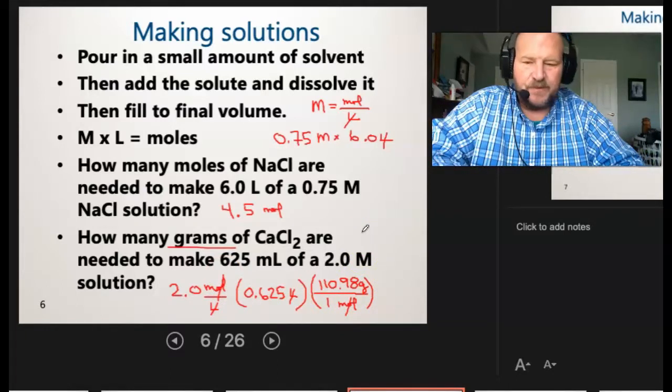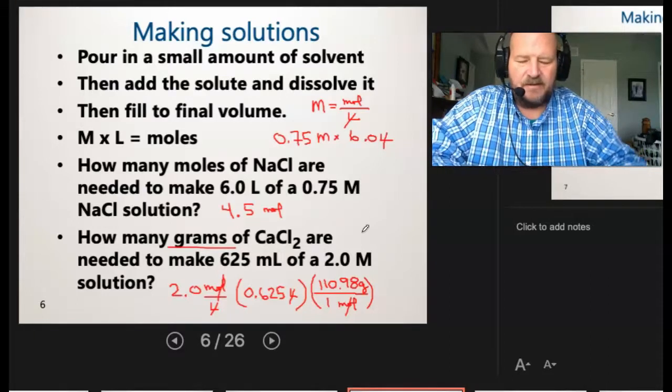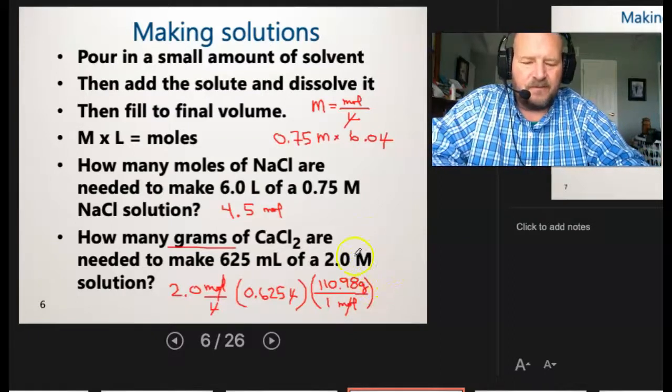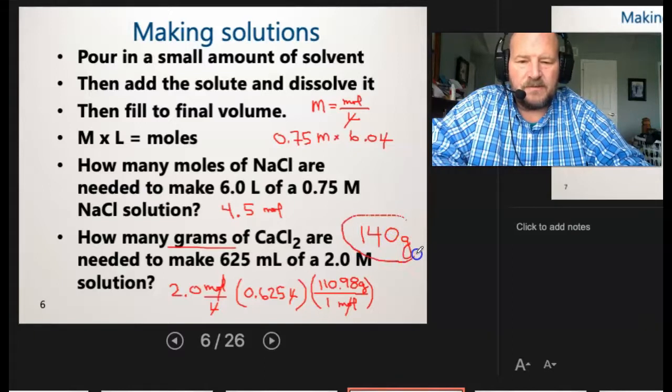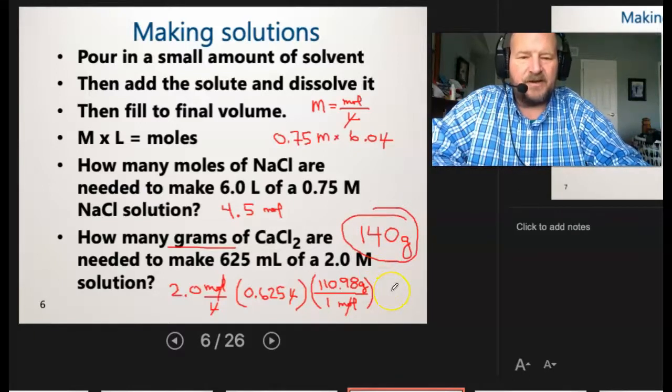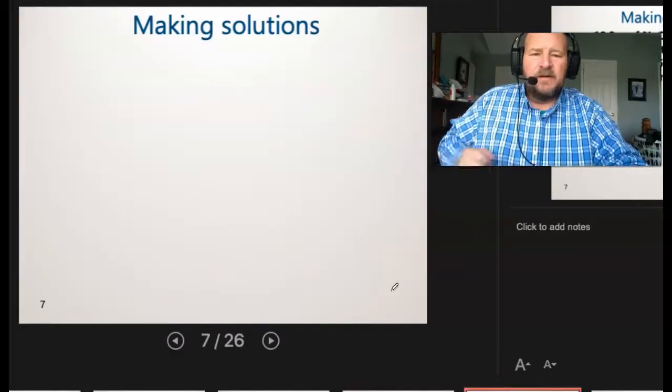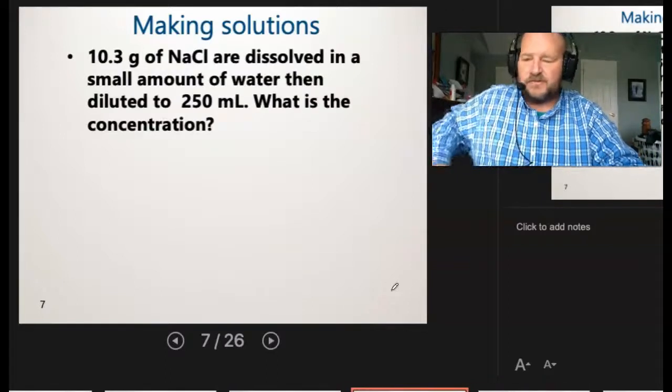So I'm going to take 2 times 0.625 times 110.98. And how many sig figs are we allowed to have here? Only 2, which means my final answer then will be 140 grams. Okay, my calculator was 138.7. All right. Do some more.